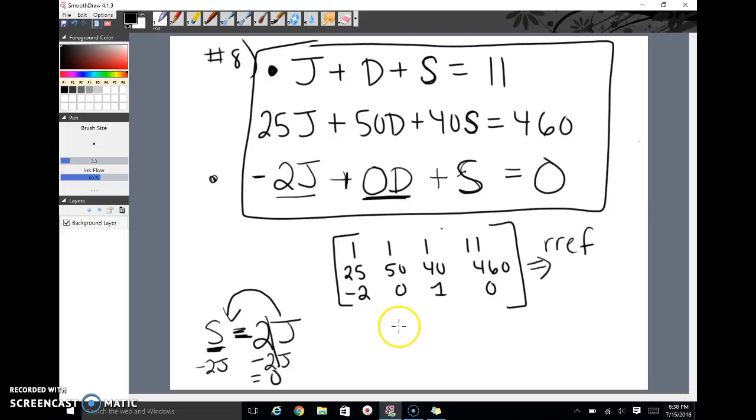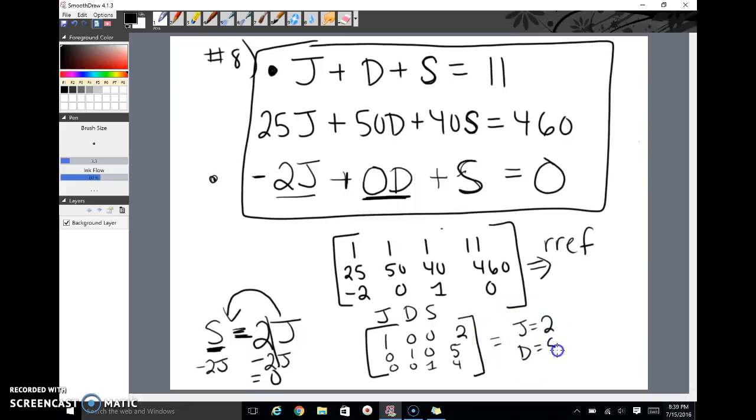And I'm getting this matrix right here, which is 1, 0, 0, 2; 0, 1, 0, 5; 0, 0, 1, 4. So this is where you have to keep in mind what order you had it in. The first one is my jeans. The second one was my dresses. The third one's my shoes. So this means jeans equals 2, dresses equals 5, and shoes equals 4. That should have been the answer for this one.